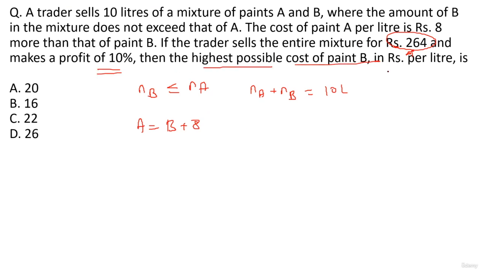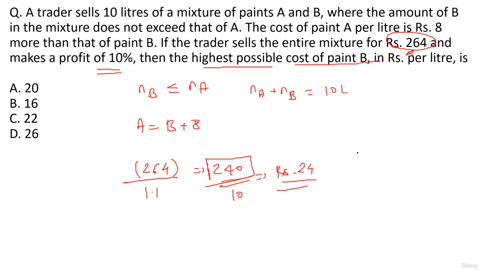So 264 is your overall selling price for 10 liters. From selling price we come to the cost. How? We divide 264 by 1.1, since the profit is 10%, which gives you 240. Sorry, this is the overall cost price, we have taken the selling price divided by 1.1 to find the total cost. Total cost is 240 rupees. But this total cost is for 10 liters, right? So what will the per liter cost be? 240 divided by 10, which is rupees 24.